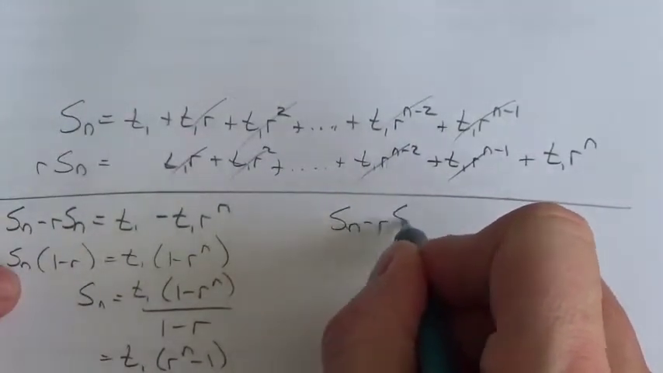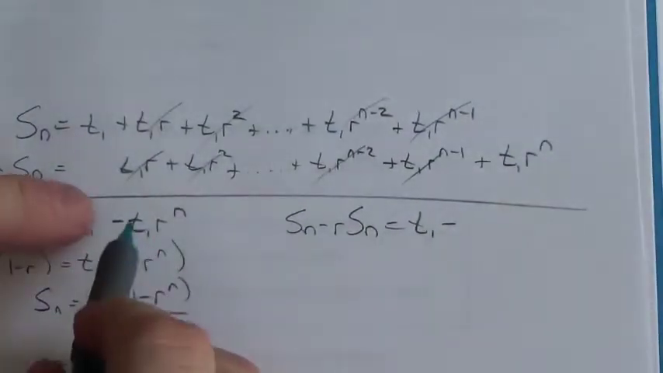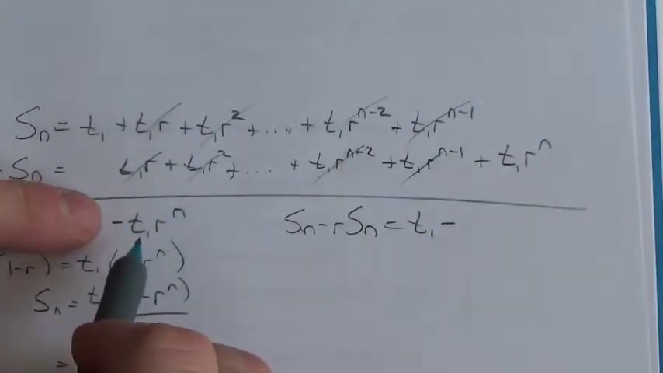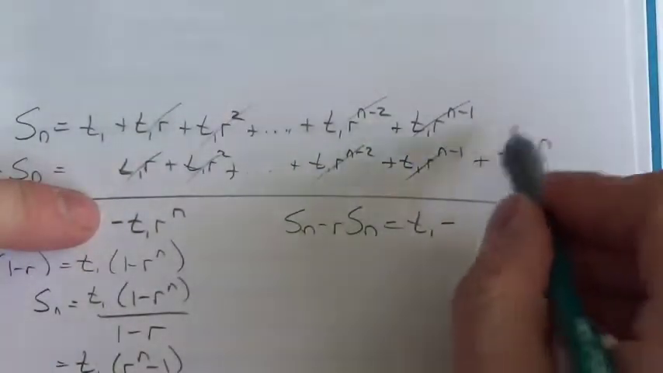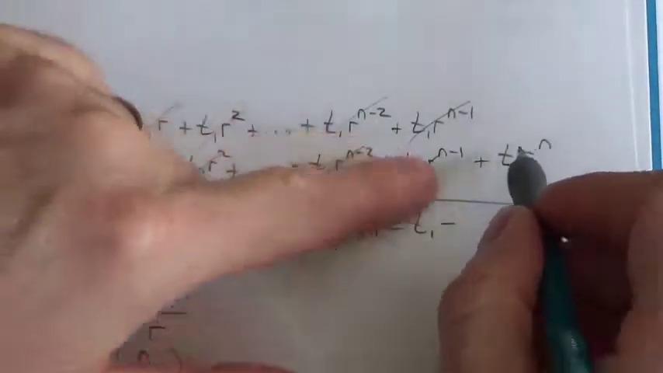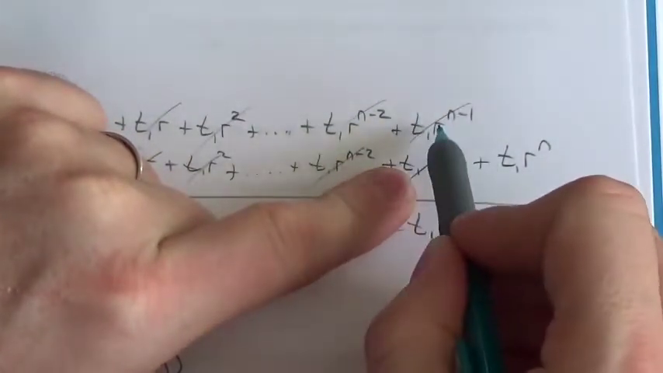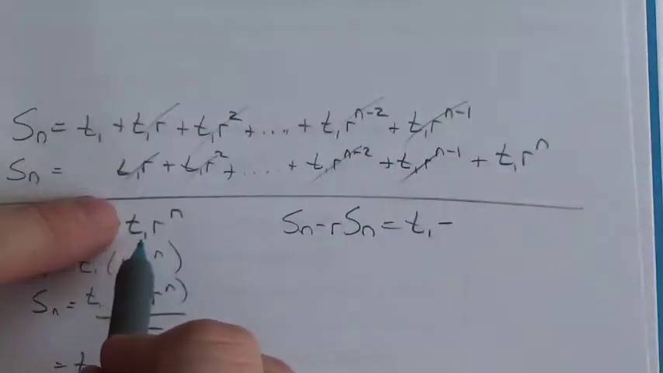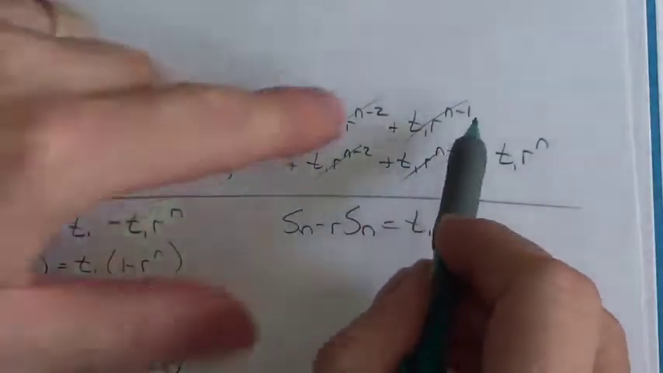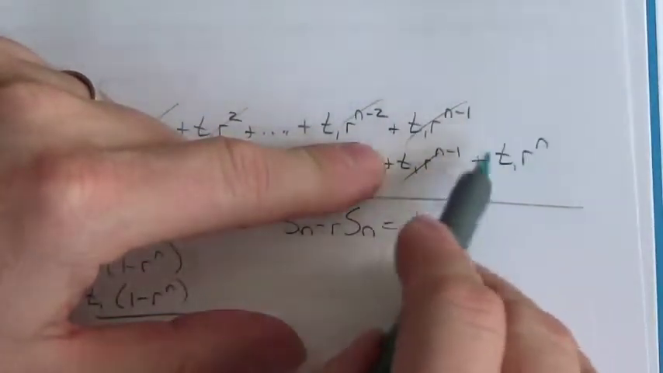Sn minus rSn is going to equal T1 minus, now I just want to think, where on earth did that T1 r to the n come from? Well, it came from right here. And I got that by multiplying that by r. That is where that T1 r to the n came from. It was this term multiplied by r to get this term.